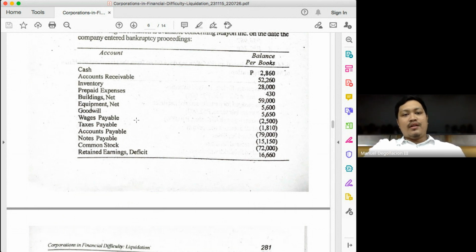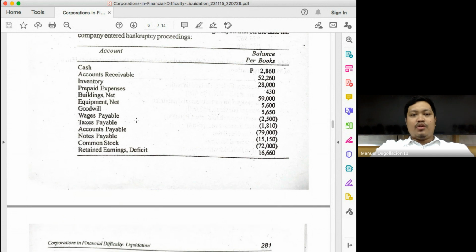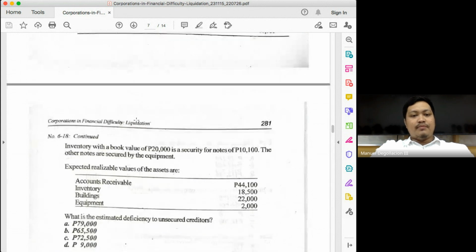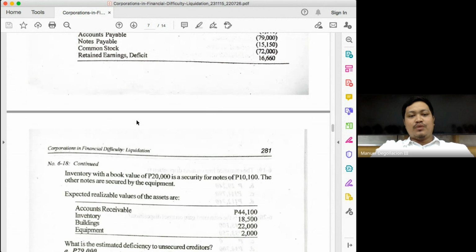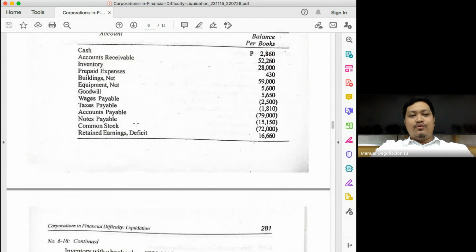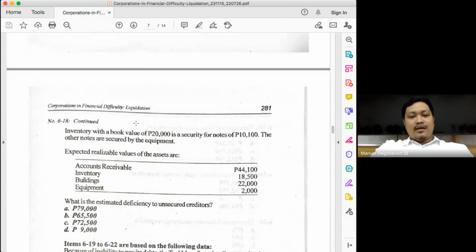Okay, so you're expected to know that the cash is already at its fair value. The fair value of cash is always equal to its face value. Next, you will include 2,860 in your computation of total assets. Next, you'll have accounts receivable. Per books, it's 52,260, but the problem tells us that the realizable value is only 44,100. And between the 52,000 and the 44,000, which one is the relevant valuation here? It's the 44,100.